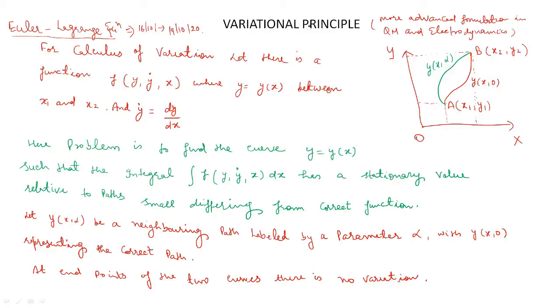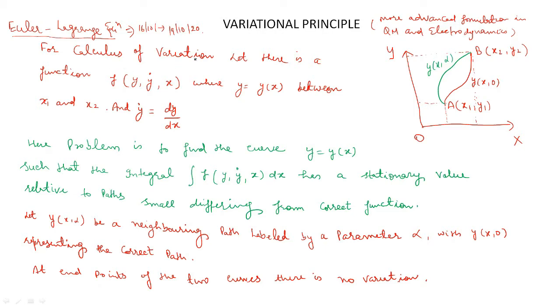Hello everyone, today we will discuss the variational principle. This principle is useful in the advanced formulation in quantum mechanics and electrodynamics. Here we will find the Euler-Lagrange condition by using the variational principle.